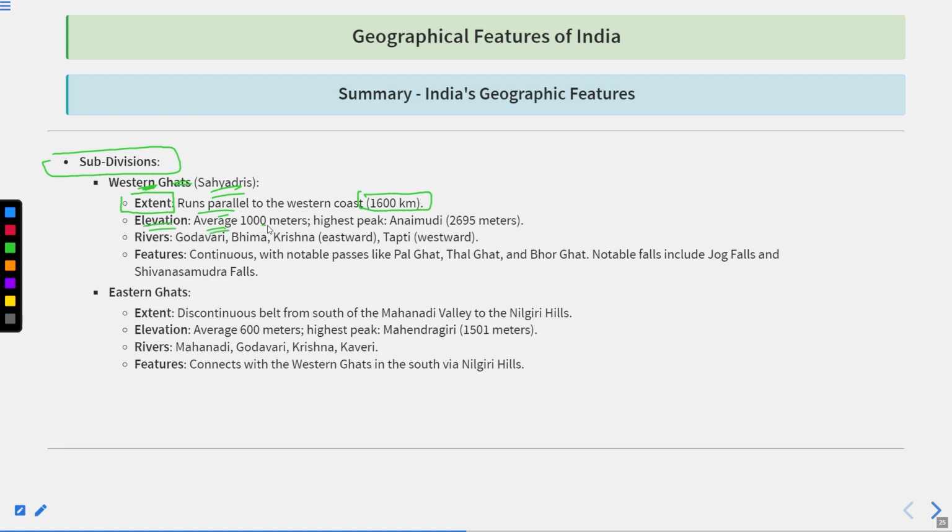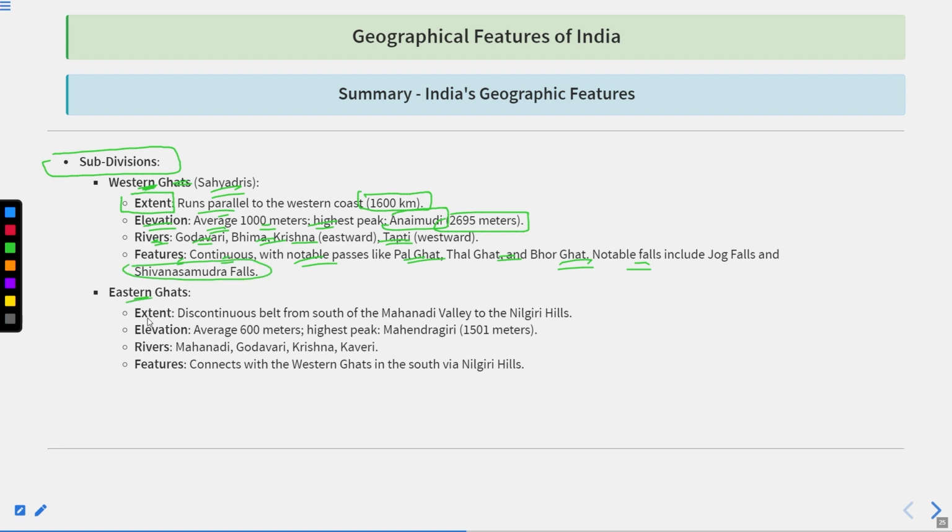Elevation, average elevation is 1,000 meters, highest peak is Anaimudi, which is 2,695 meters. Rivers are Godavari, Bhima, Krishna, and Tapti. Features are continuous and having the notable passes like Palghat, Thalghat, Borghat. Notable falls include the Jog Falls and Shiva Samudra Falls.